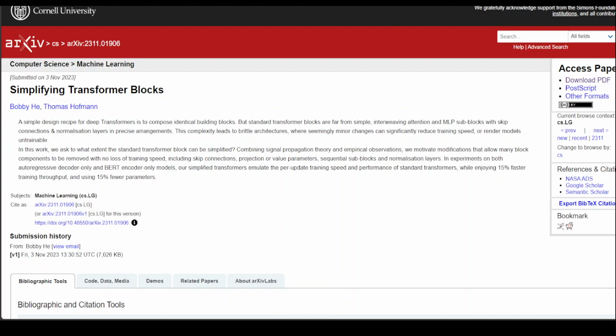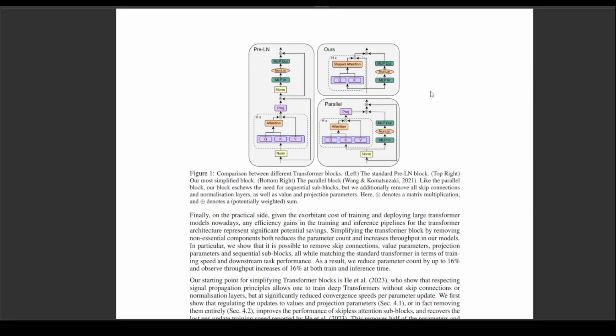This paper, Simplifying Transformer Blocks by Bobby He and Thomas Hofmann, offers a simple design recipe for deep transformers to compose identical building blocks. Each block in the original transformer architecture, which is shown in this paper in detail, is more complicated and consists of many different components which need to be combined in specific arrangements in order to achieve good performance. The base transformer block has changed very little since its inception, despite the fact that almost all of the large language models are using it in one way or another.